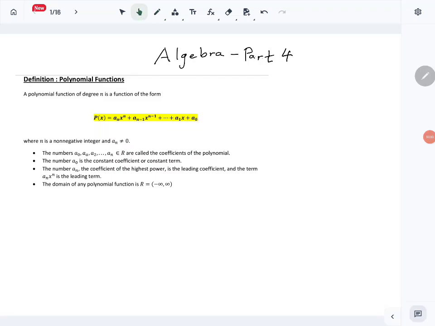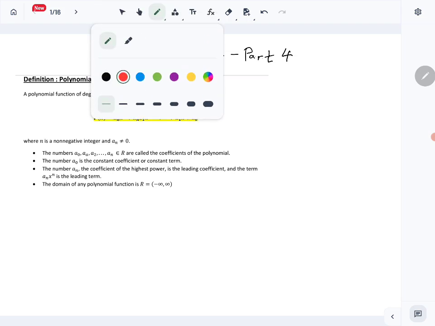Okay, this is the fourth lesson in the algebra series. So today we are going to introduce polynomial functions. This is a very important function in algebra. A polynomial function of degree n. This is an important word.